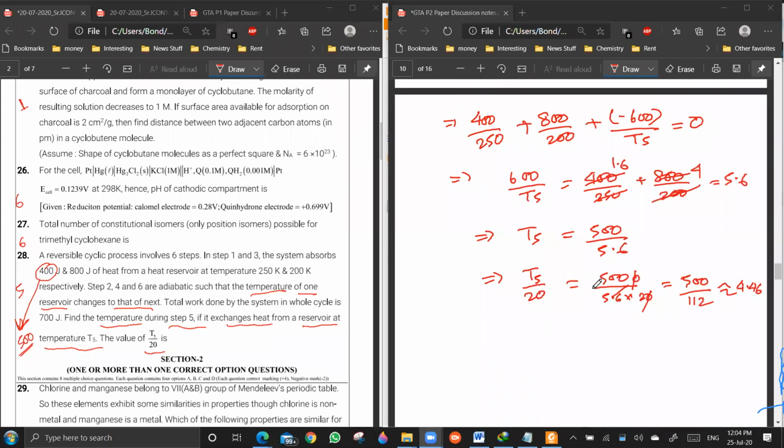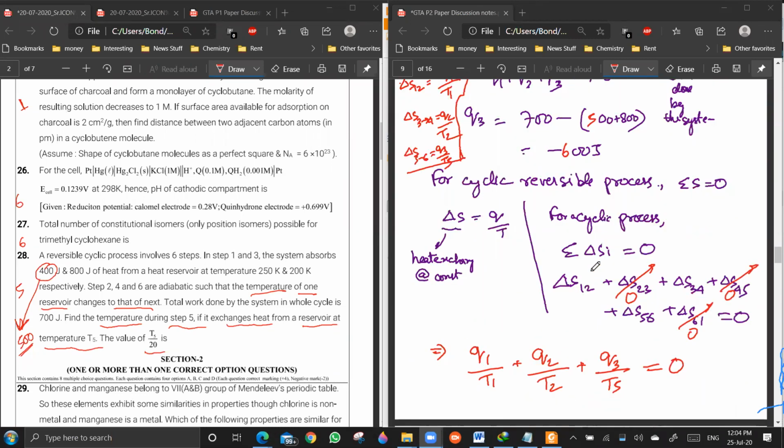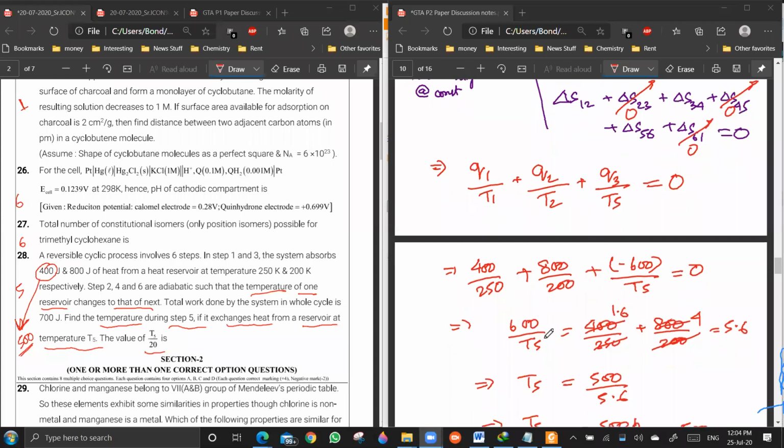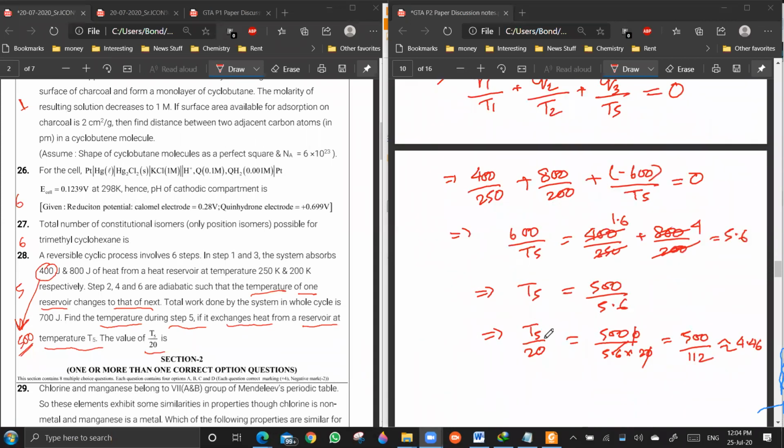So, okay, let us check whether we are getting the answer here or not. So if I am taking 600 by T5, here also it will be 600 by 5.6. And here also it will be 600 by 5.6. Is it a numerical or integer type?